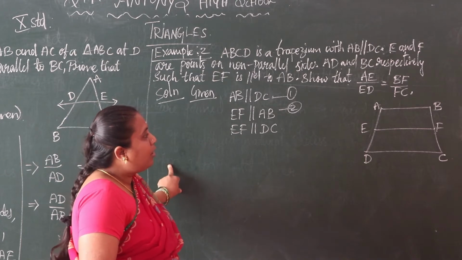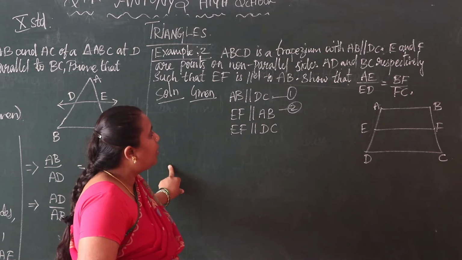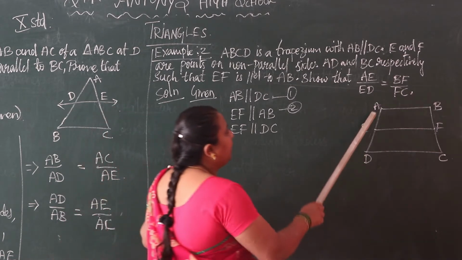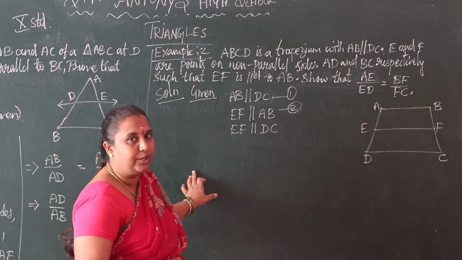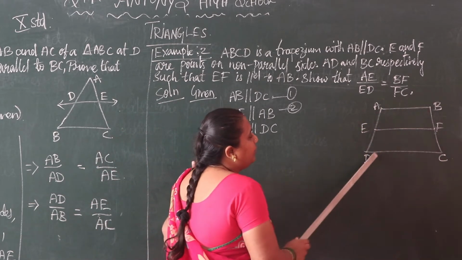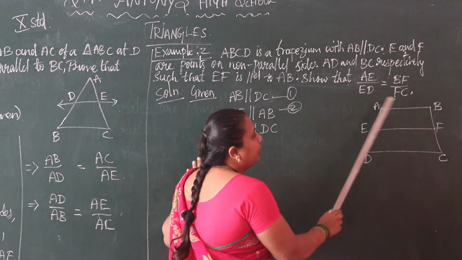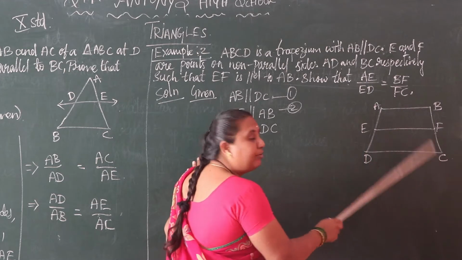And then we want to construct a line segment here. Okay, so what we want to prove here? AE by ED equals BF by FC, that we want to prove here. Given that AB is parallel to DC and EF is parallel to AB, so from this we know EF is also parallel to DC.